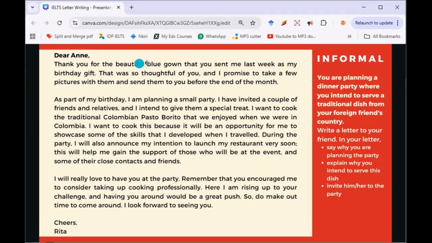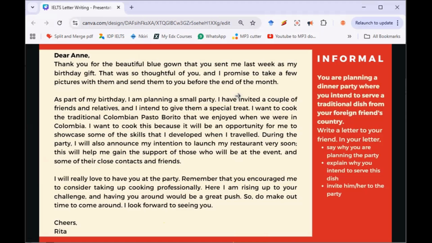Thank you for the beautiful blue gown. Can you see what I said earlier on? Start with a kind of appreciation. Think of something to appreciate. Okay? Fabricate something. So thank you for the beautiful blue gown that you sent me last week as my birthday gift. That was so thoughtful of you, and I promise to take a few pictures with them and send them to you before the end of the month. So you see, this whole paragraph 1 is about what? Exchange of pleasantries.